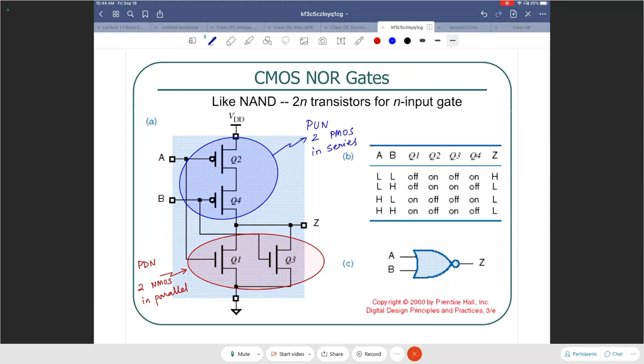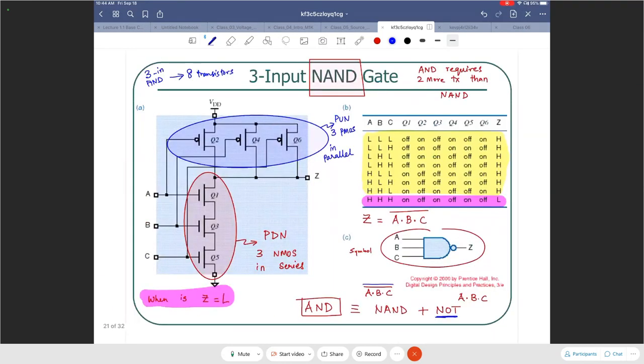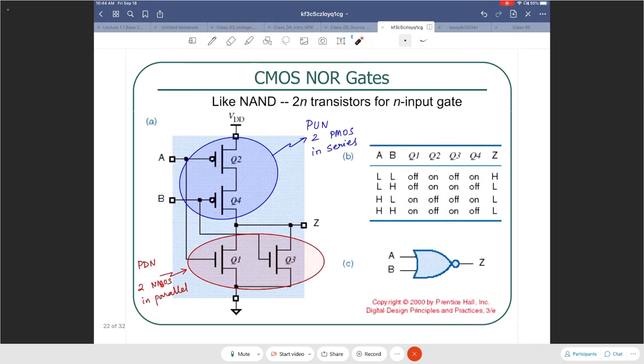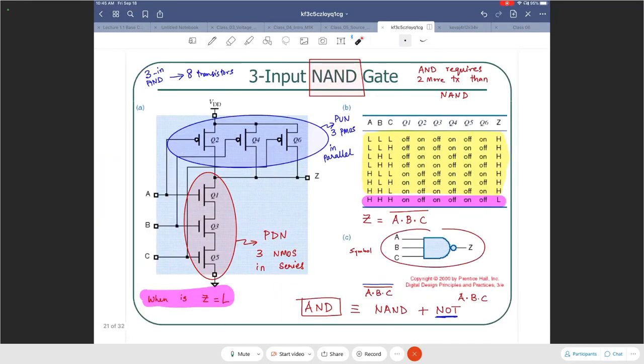Now I want you to notice this being like the other side of the coin, just the opposite. Everything is becoming opposite. Serial is becoming parallel, parallel is becoming series. NMOS is becoming PMOS, right? So you see this in the pull down network, you had 3 NMOS transistors in series. Now what you have is 2 or 3, depending on the number of inputs, NMOS transistors in parallel, right? And then the pull up network has 2 PMOS transistors in series. For NAND, we had 3 PMOS transistors in parallel.